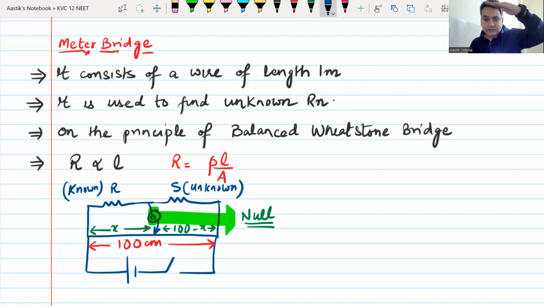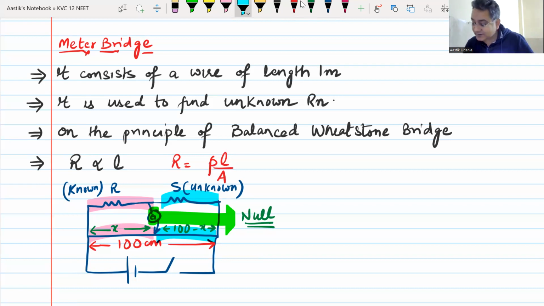So R divided by the resistance of this part will be equal to S divided by the resistance of this part. Do we understand this? Yes, sir. Now the resistance of the pink part will be proportional to X and the resistance of the blue part will be proportional to 100 minus X. We understand this?